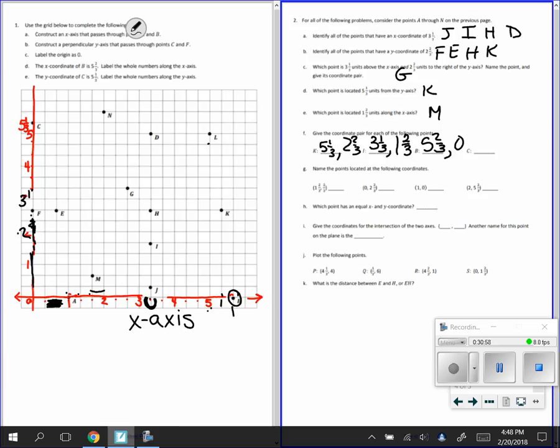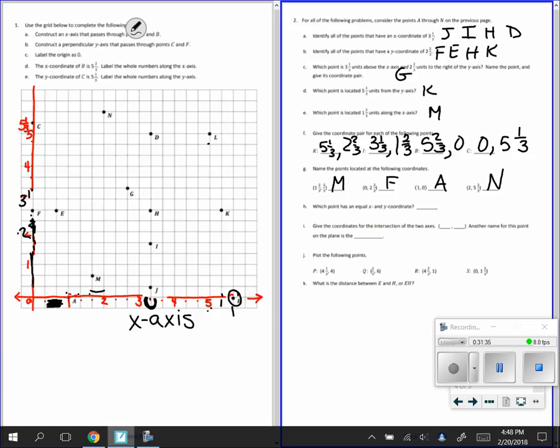C, it goes up, but it does not go to the right at all, so it's 0 for the x and 5 and 1/3. The shape that is 1 and 2/3 and 2/3 is M. The shape that is 0, 2 and 2/3 is F. 1 and 0, A. 2 and 5 and 2/3, N.